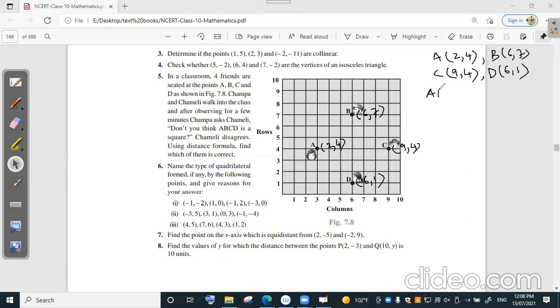So first find out AB. x2 minus x1, 6 minus 2 whole square, plus 7 minus 4 whole square. 6 minus 2 means 4. Square of 4 is 16. 7 minus 4 is 3, square of 3 is 9. 16 plus 9 is 25. Square root of 25 is 5. Okay, then find BC.